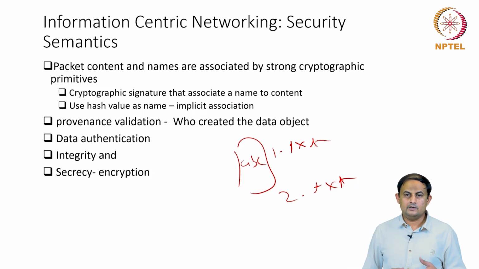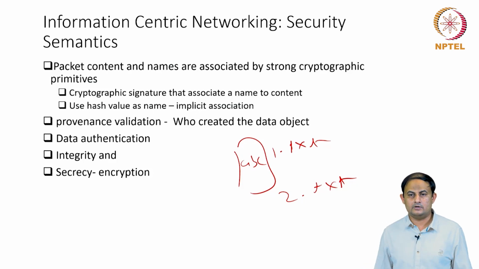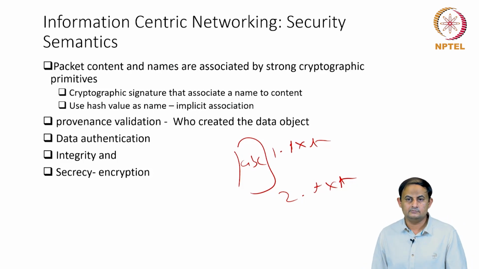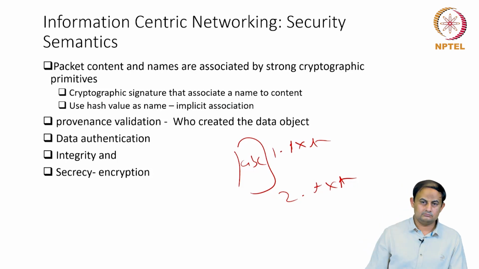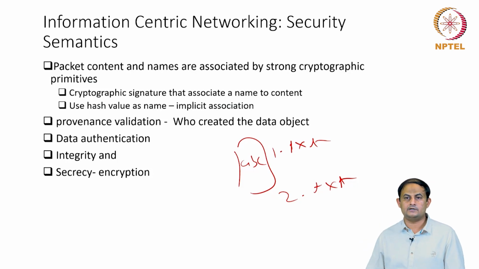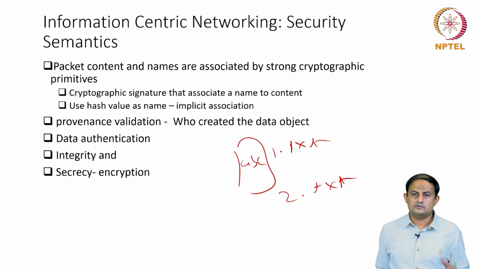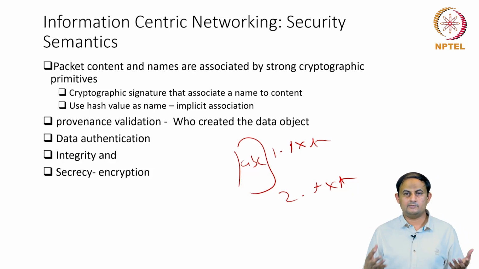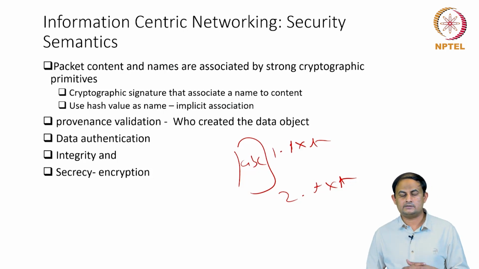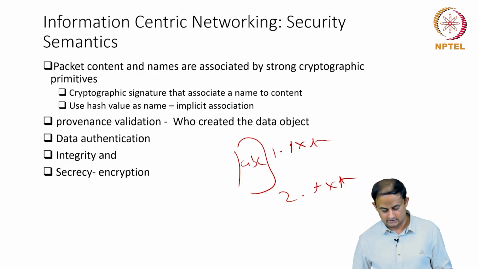So all of this can be achieved by using some sort of cryptographic mechanism, and if you want to additionally give security to the content by using encryption, I can also do that. So in effect, I want some cryptographic mechanism to achieve the security semantics that I want in information centric networking.